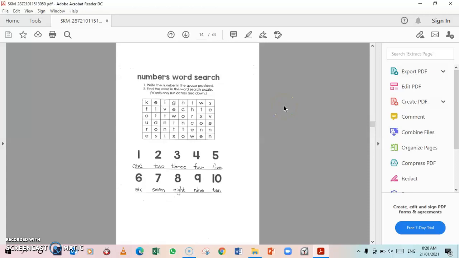Then we move on to some maths. All you have to do for this activity is find the word in the word search puzzle. That's it. So you can use a pencil, colour pencil, Monami, you decide. You can use different colours, you can use one colour. It is up to you. So all you have to do is find the word in the word search.